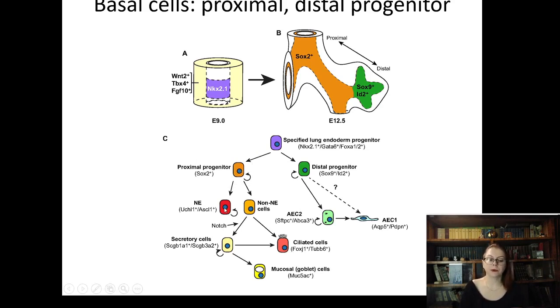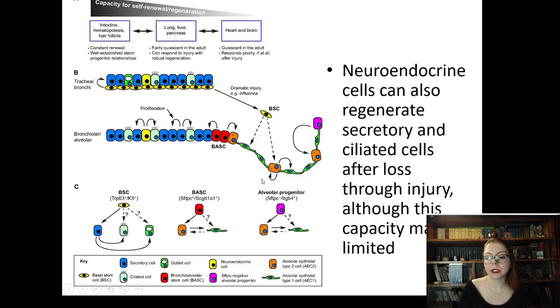It gives rise to neuroendocrine and non-neuroendocrine cells. So they split early, and neuroendocrine cells give rise to secretory cells, which are goblet cells, club cells, and ciliated cells. What is important is that neuroendocrine cells, let's look here, yeah, neuroendocrine cells can give rise also to ciliated cells and goblet cells as well. So they are not terminally differentiated, despite they have granules, despite they produce some hormone-like substances causing paracrine regulation.